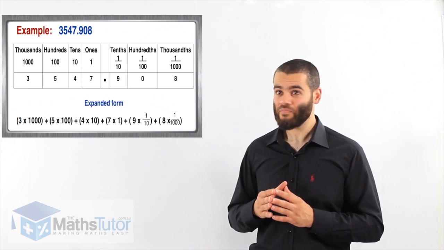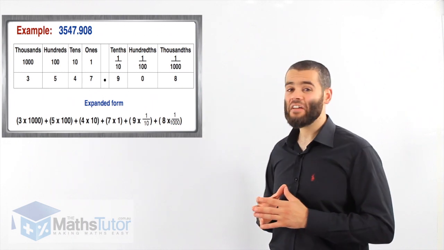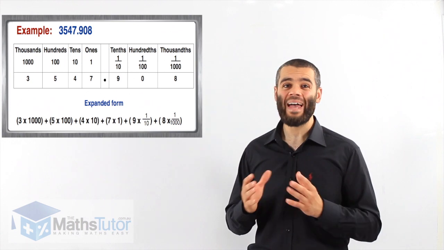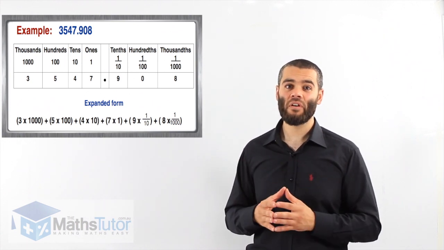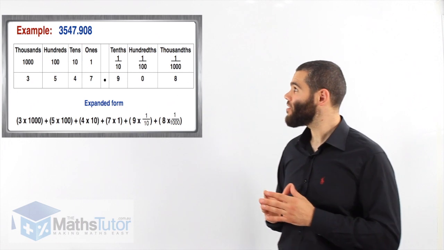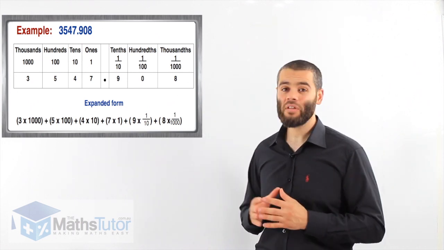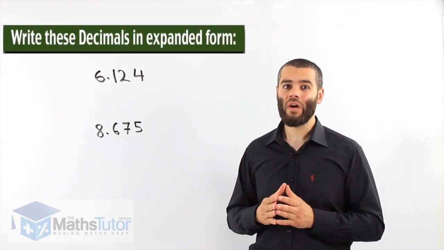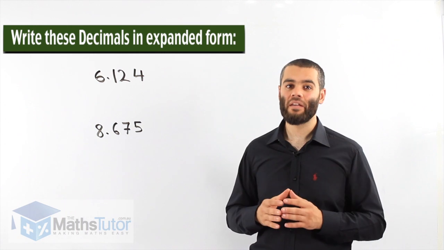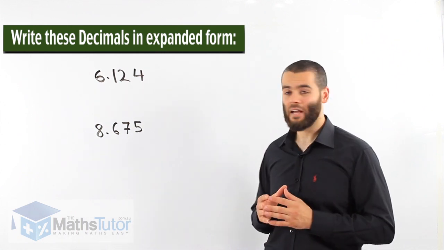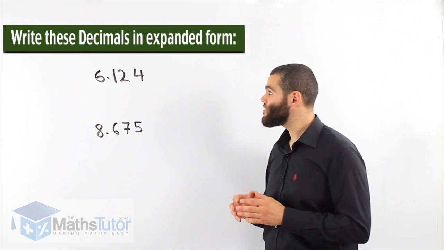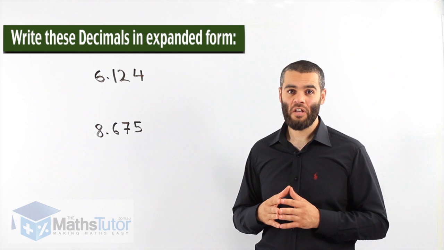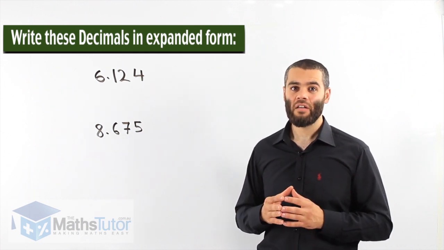Very small number. And then we have the thousandth column. In this example, our 8 is in the thousandth column, which means 8 out of 1,000. Very, very small number indeed. So 3,547.908. Now, let's see how we write this decimal in expanded form using the examples I have there for you. We have 6.124. If we understand the place values, we're easily able to write it down in expanded form.